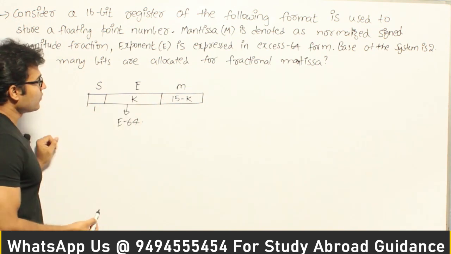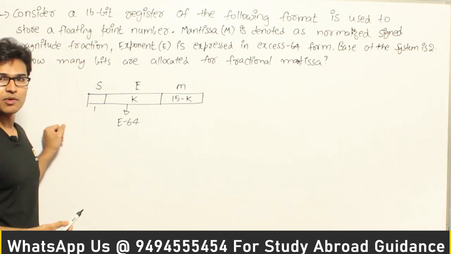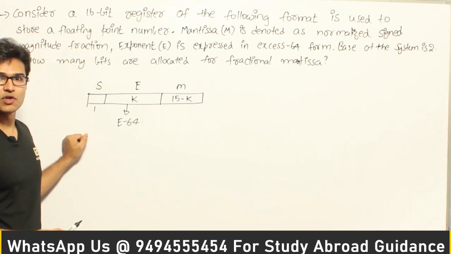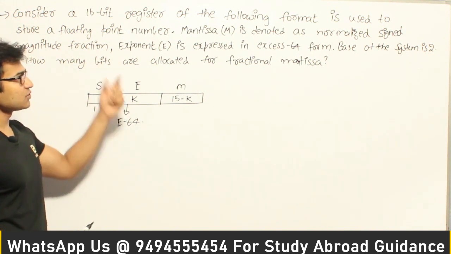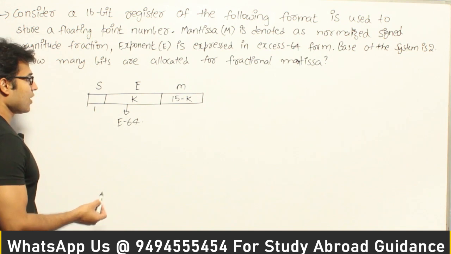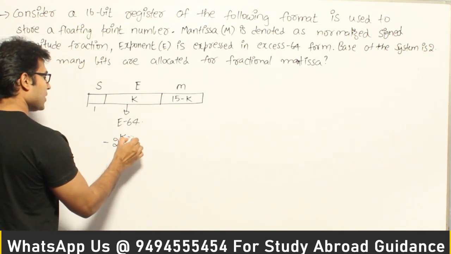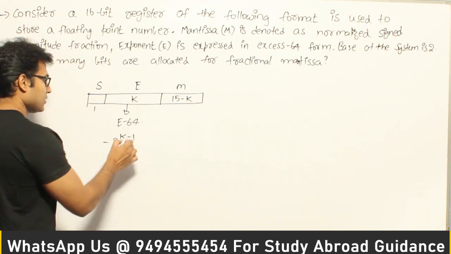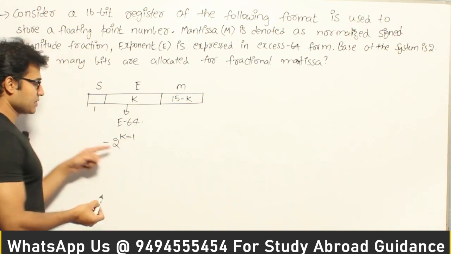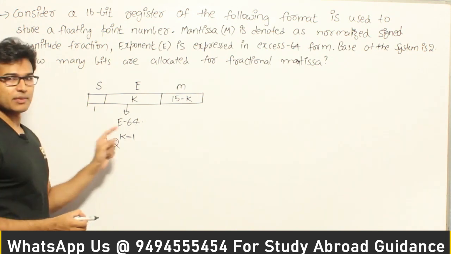Now with k bits in the exponent field, what is the maximum negative number possible if you are going to use the 2's complement number system? If nothing is given, assume that the 2's complement number system is used to represent the exponent. Now what is the maximum negative number possible? Minus 2 power k minus 1, isn't it? So in order to compensate it, we are going to use the bias. So what is the bias going to be? Plus 2 power k minus 1.